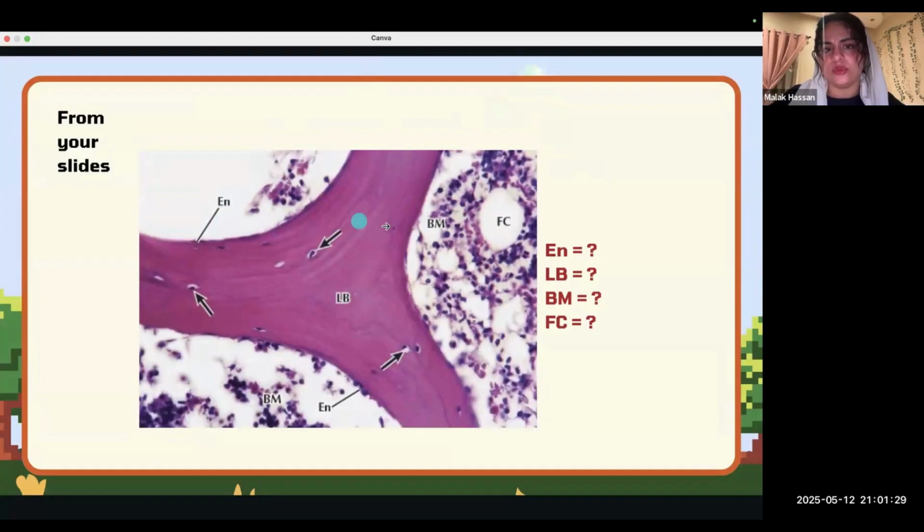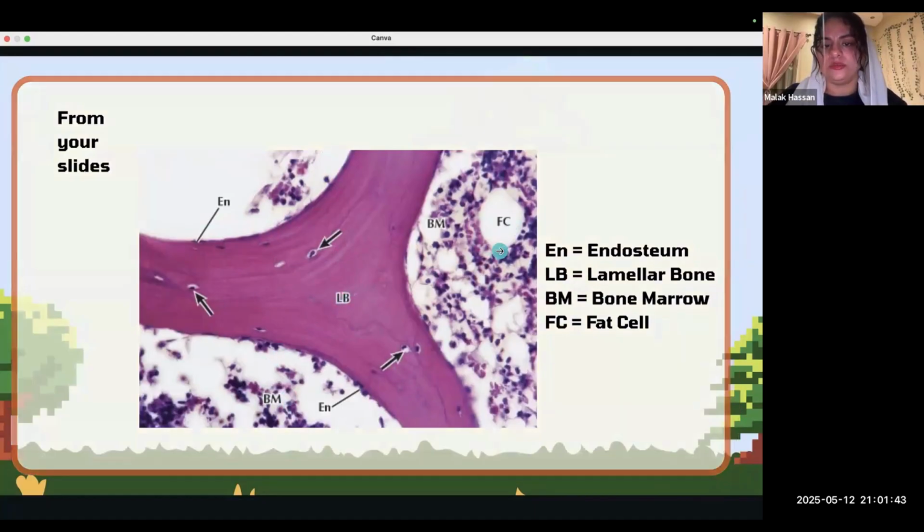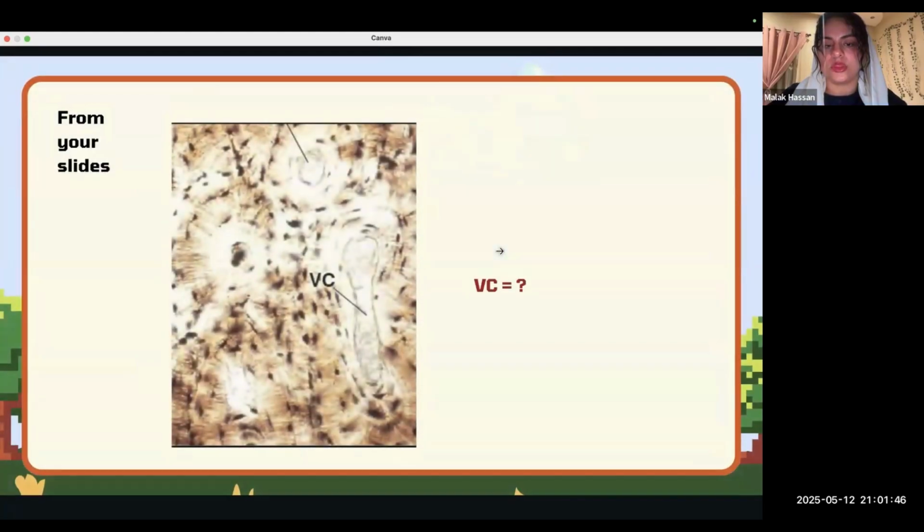Then you have, what is this? This is a trabecula, right? And this is the endosteum. This is the marrow bone. This is bone marrow, and this is the fat cell. What is this? This is Volkmann's canal. It connects between one haversian canal to the next.